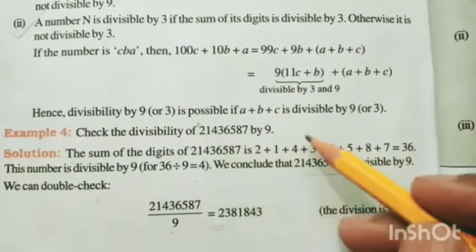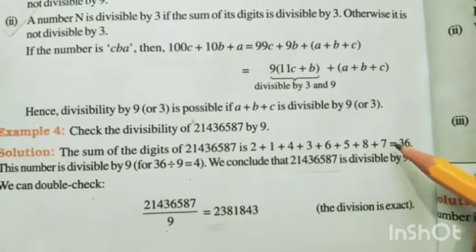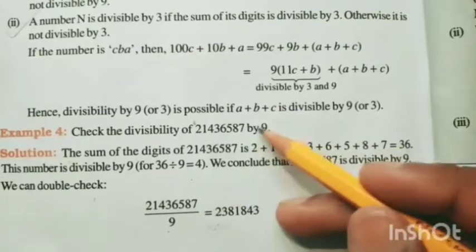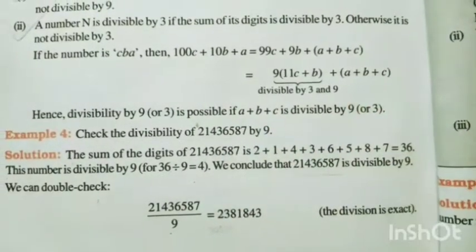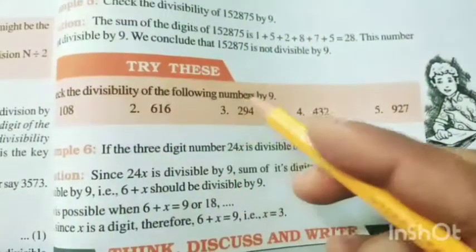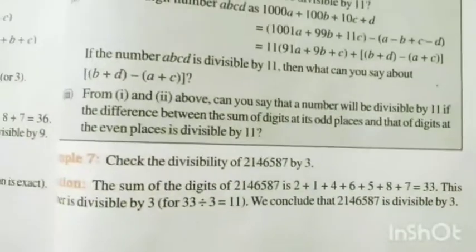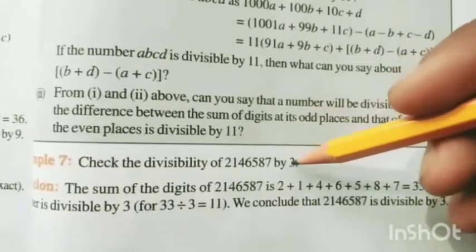You have to add all the digits, then check whether that answer is divisible by 3 or not. If the answer is divisible by 3, then the number is divisible by 3, otherwise not. Understood? So try this by yourself. Check the divisibility of the following numbers by 9. Check this by yourself, the same way as example number 4.